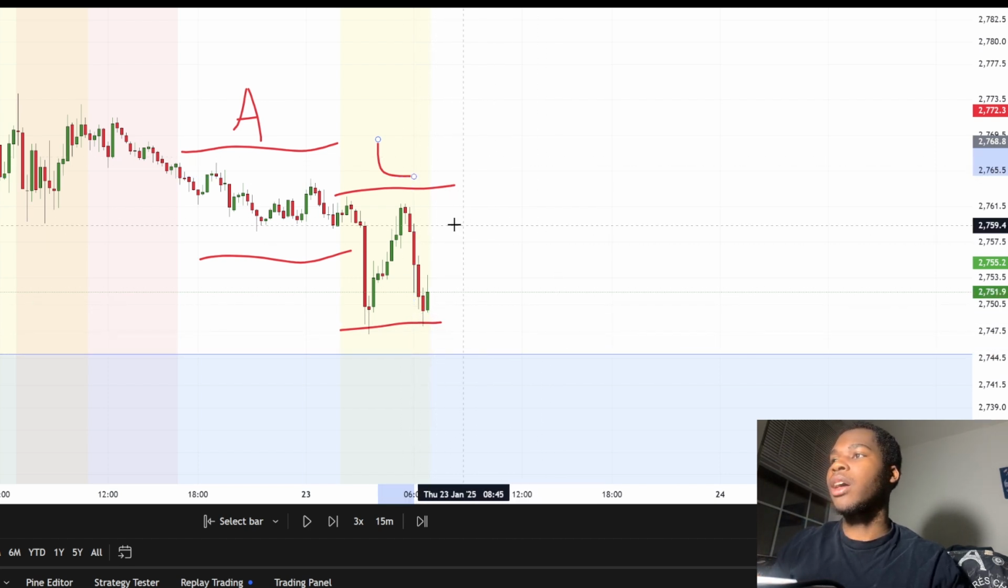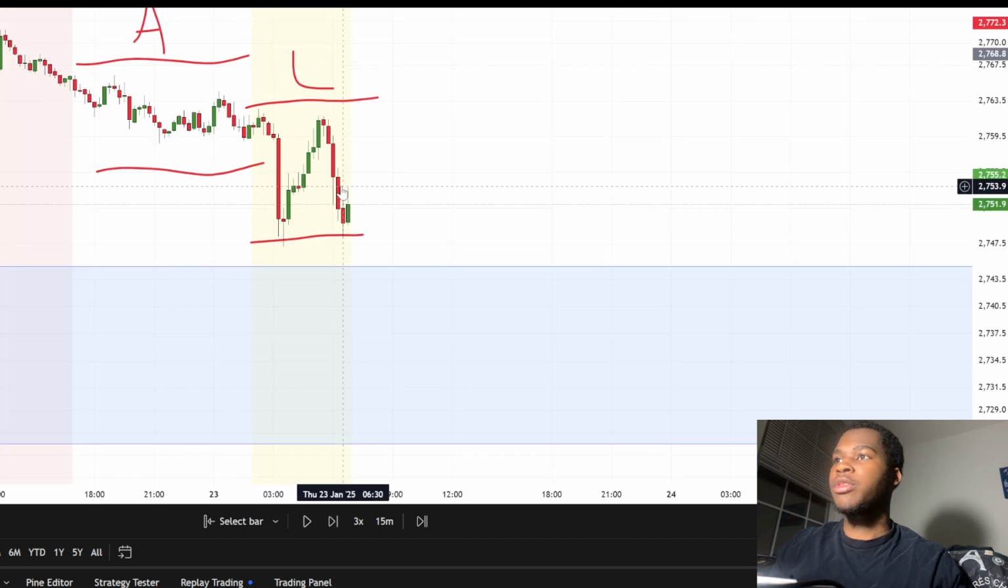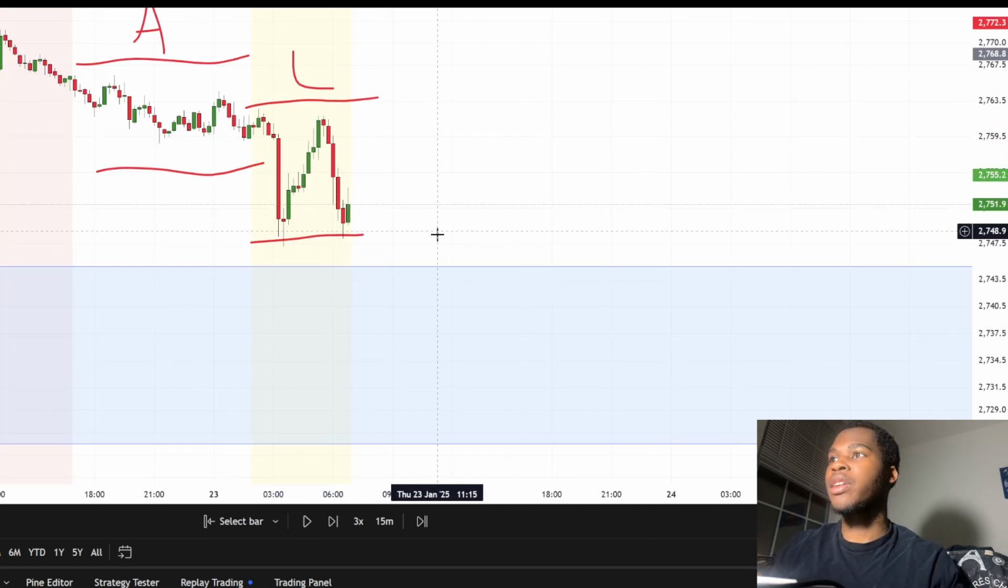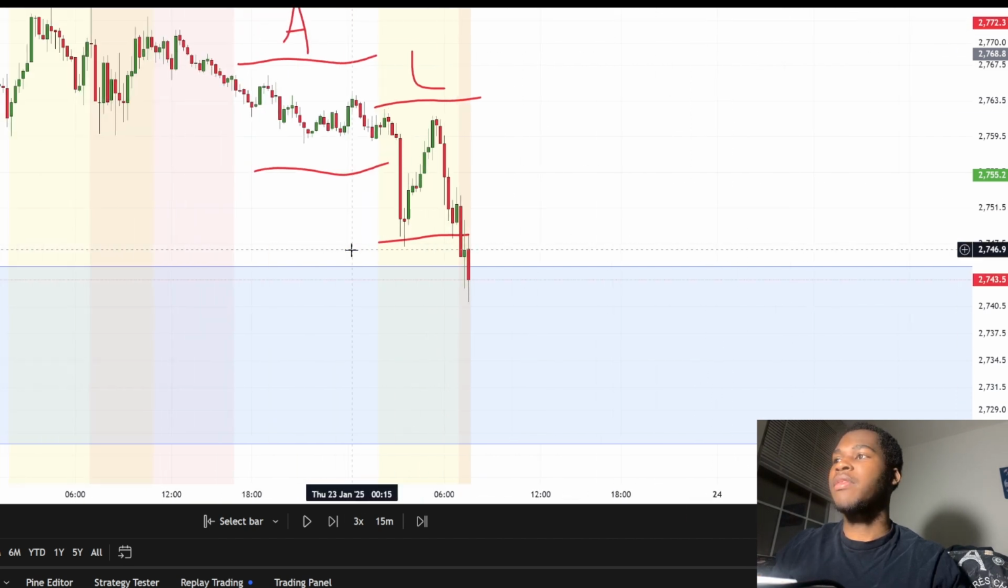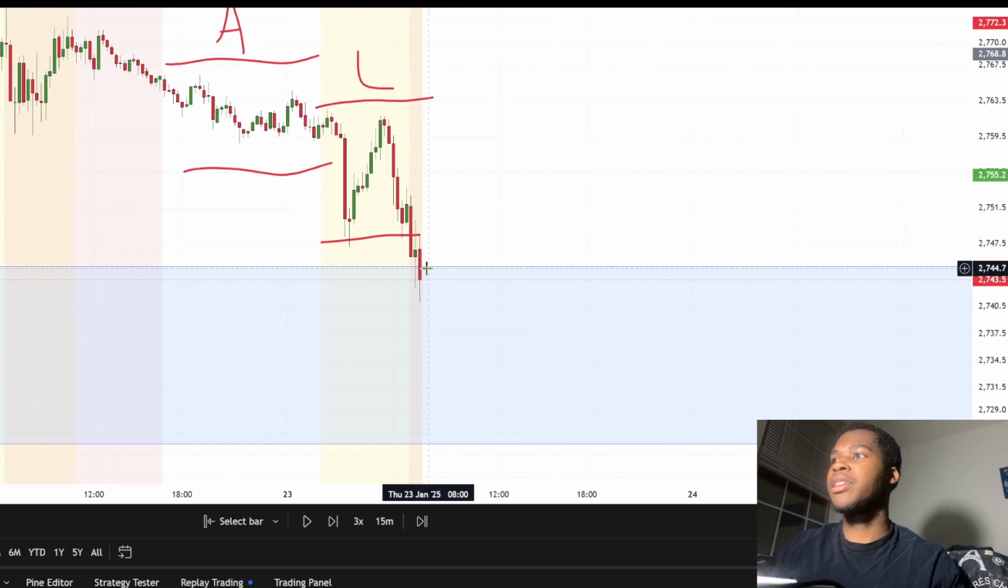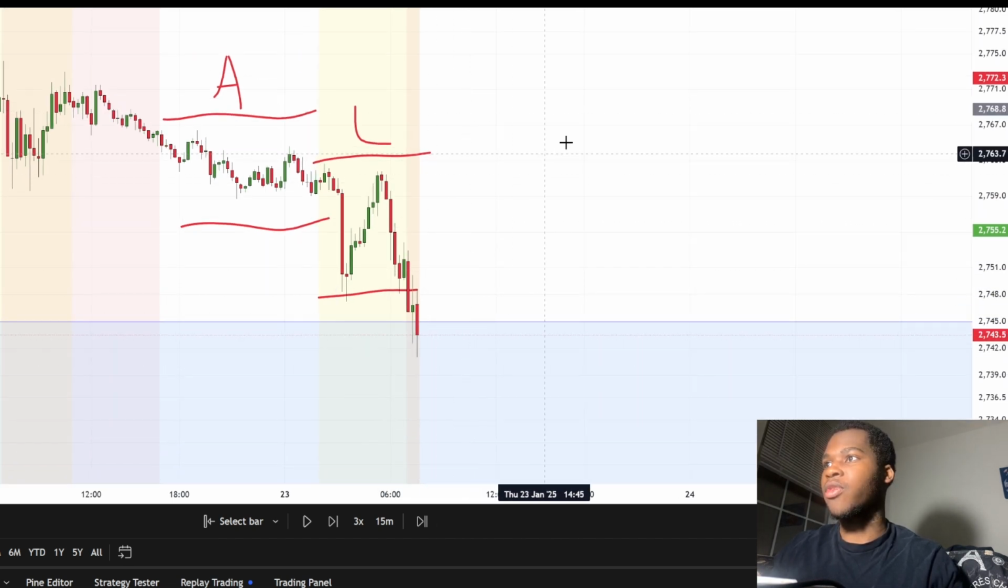At 7 o'clock on gold, New York session opens up immediately. Since we are trading demand and we want to see more buying, we want to see price take out the liquidity below, tap into our zone, and then move higher. At 7 o'clock, we see that happen completely. Now we are just waiting for entry confirmation so we can get inside this trade and aim for higher.